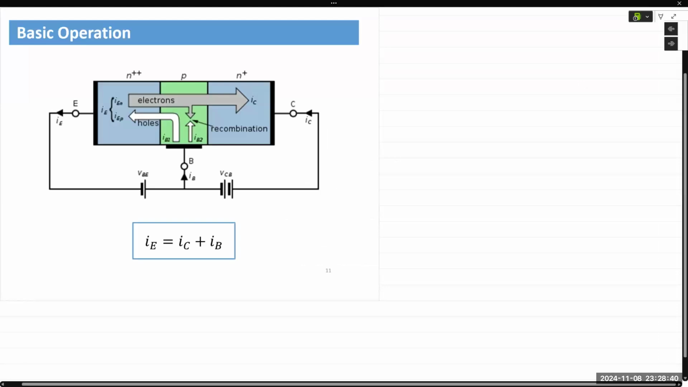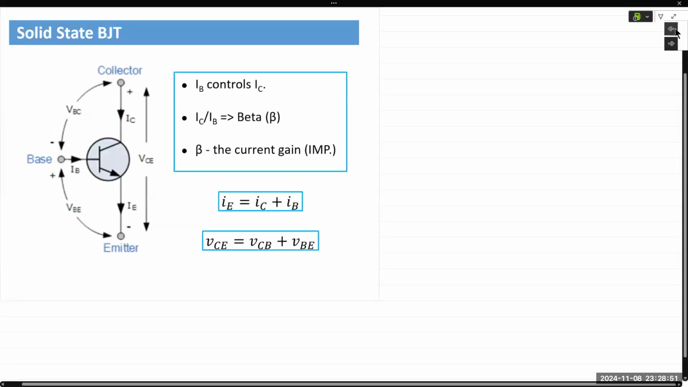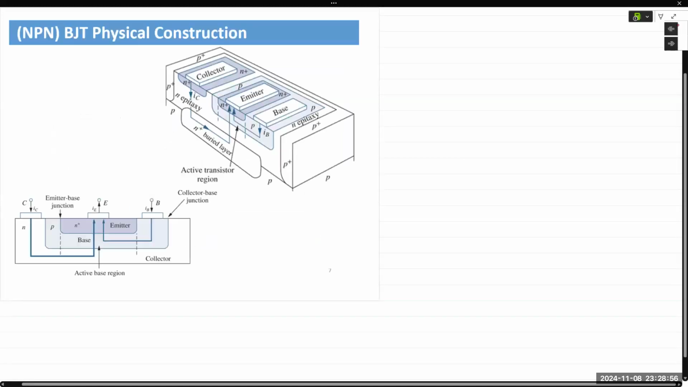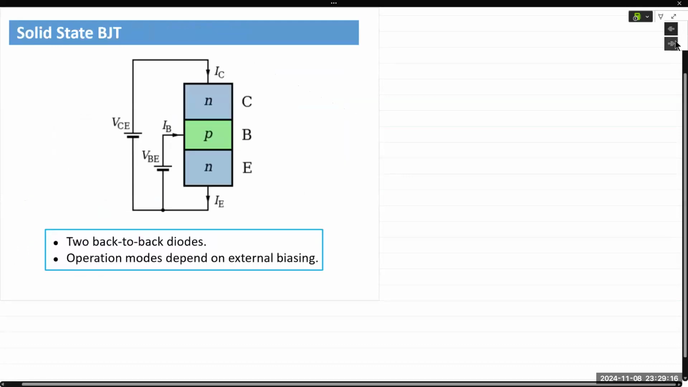So here we have an illustration of a BJT. As a recap, the construction of a BJT is unique. It is not a symmetrical device. We have three regions: collector, base, and emitter. And the doping for all three of them is different. The emitter is the most heavily doped, followed by the base, and then last is the collector, which is the least heavily doped.